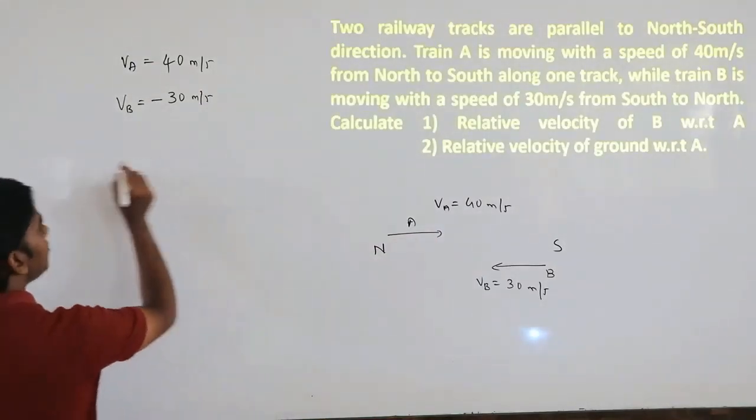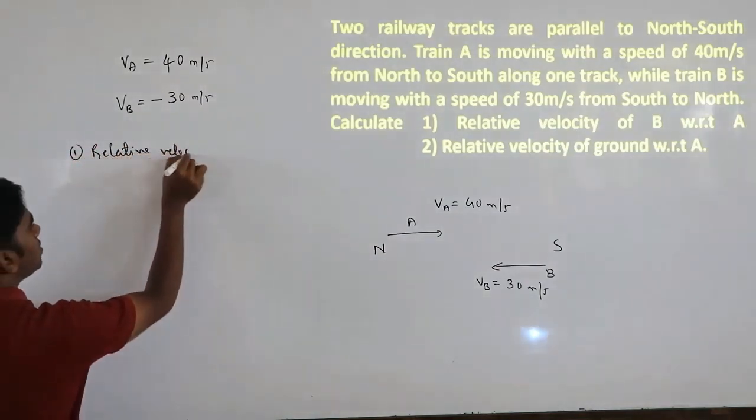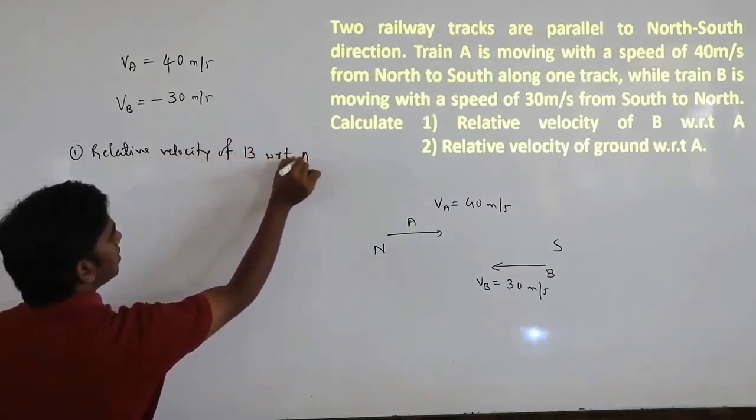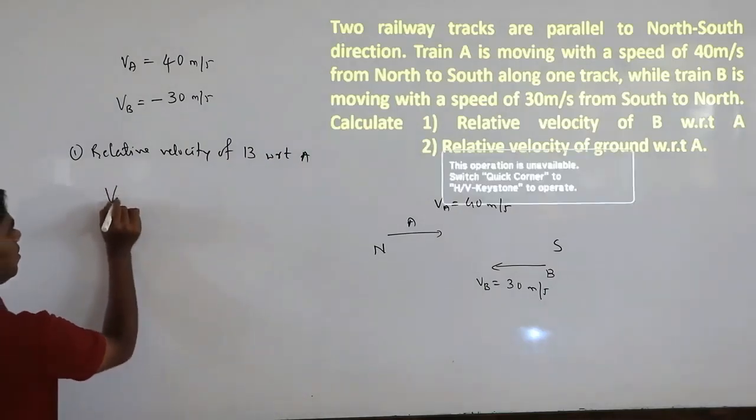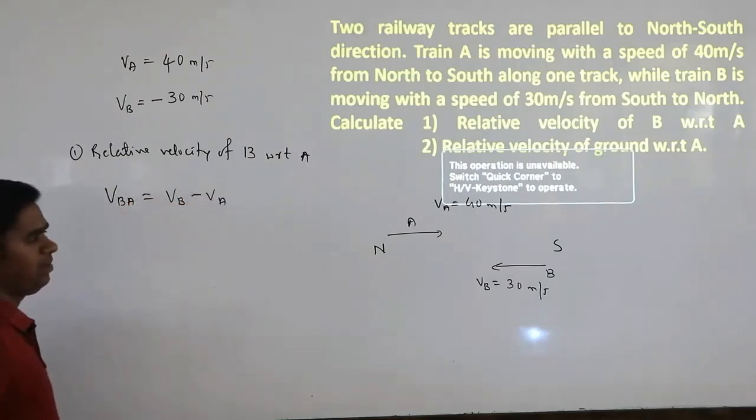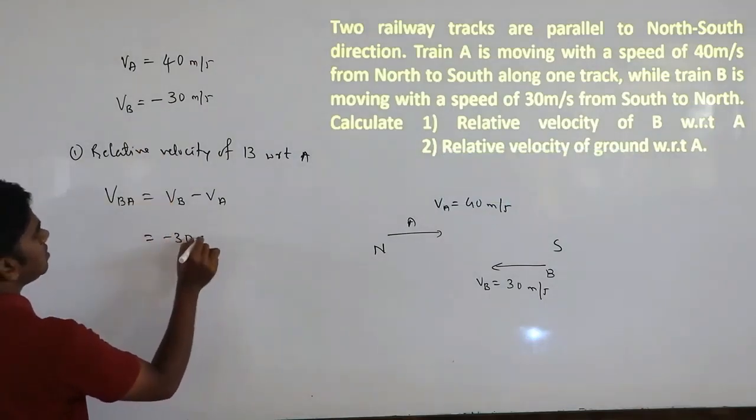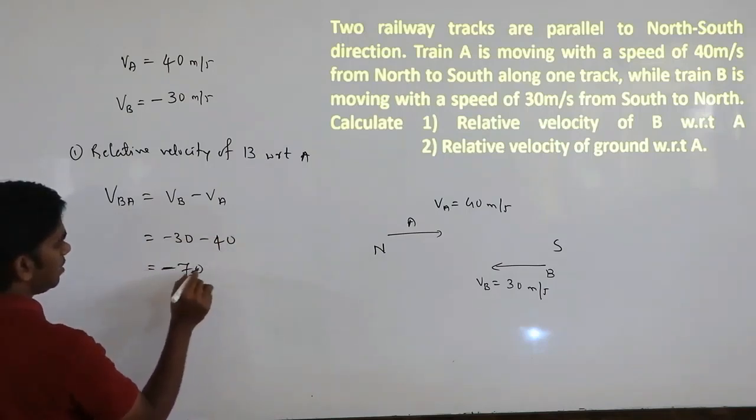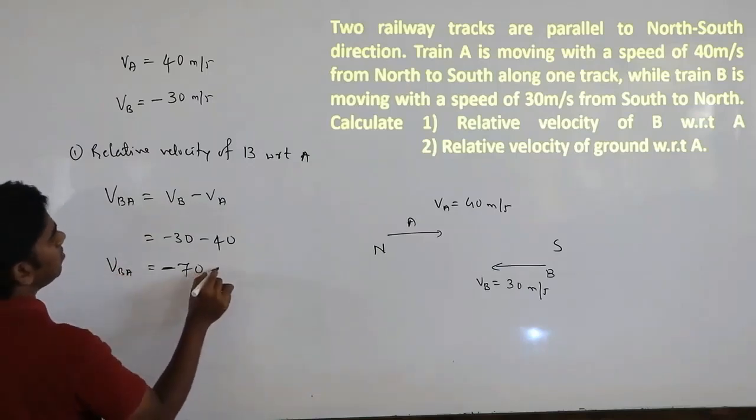Relative velocity of B with respect to A you can write as VB minus VA. VB is minus 30. VA is 40, so minus of 40. What you will get is minus 70. Remember, negative. So VBA is minus 70 meters per second.